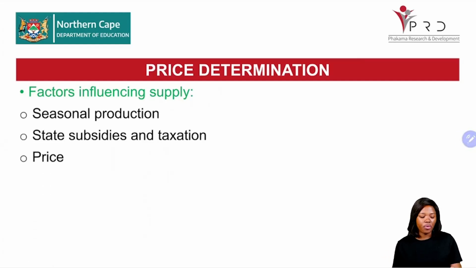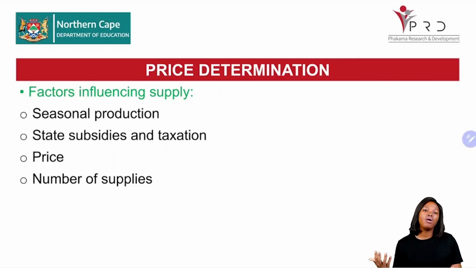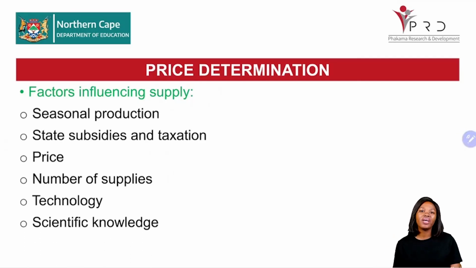Right? The price of a product, and the number of suppliers supplying the product. The more producers are in the market, the more product will be supplied. Technology, if you have adapted to new technology, you will end up producing more. Scientific knowledge, when you have adapted to scientific methods, you will end up producing more. So these are the factors that you should look for, or study, or know for the final examination.